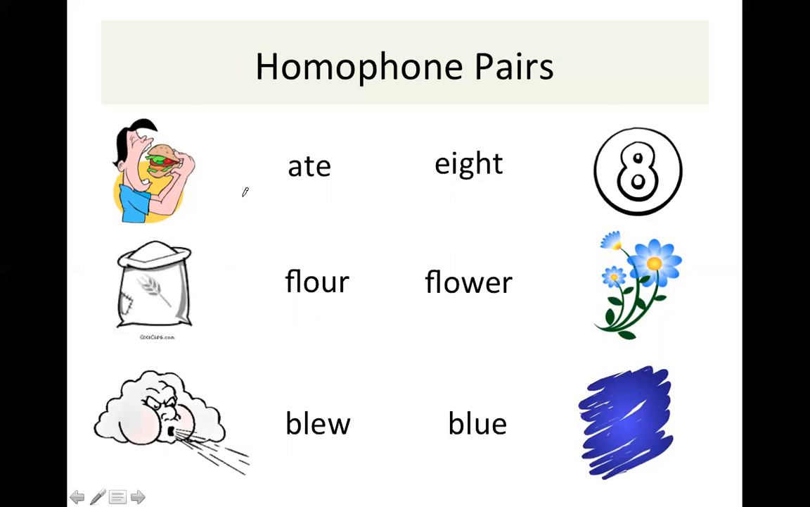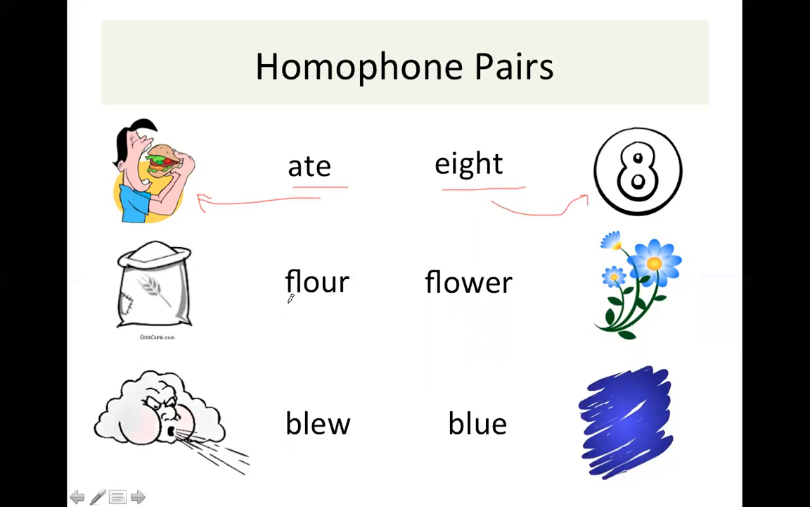So we have ate, which is past tense of eat, A-T-E, and we have a boy here eating a hamburger, so he ate the hamburger. Here we have eight, E-I-G-H-T, which is representing the number 8. All right, ate and eight. We see that they have the same pronunciation, but very different meanings, okay?